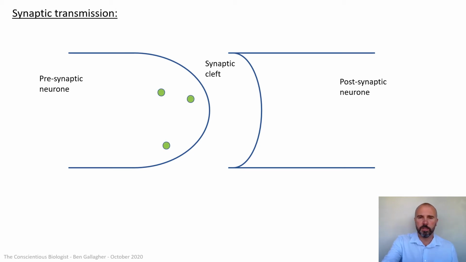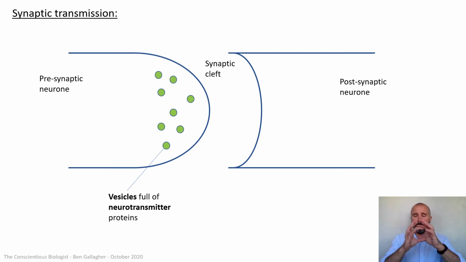So let's look at how the process works here now. In the end of the presynaptic neuron, you've got loads of little bubbles of membrane called vesicles. And in those vesicles is a very, very important protein called a neurotransmitter.